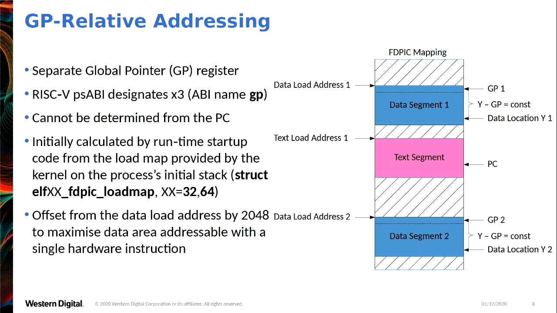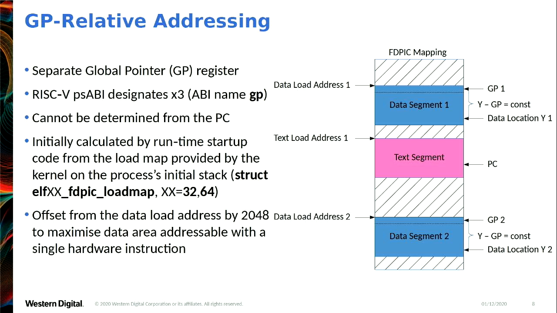So in the case of a Linux system, a map of the process is provided on the initial stack by the Linux kernel, and the initial startup code, which runs before the proper user code executes, can fetch the mapping in memory from the data structure on the kernel stack and extract the data load address and set up the GP register from that.